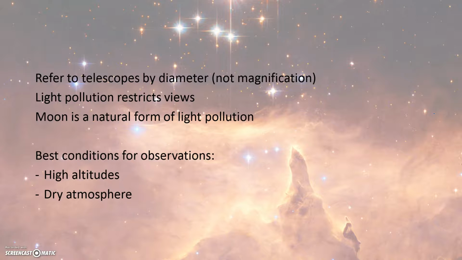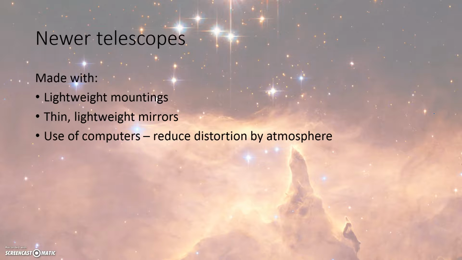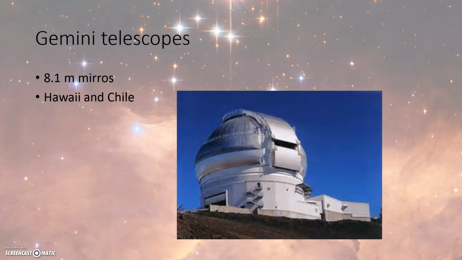The best conditions for observing things are going to be at high altitudes, which are really tall mountains above the clouds, and in a dry atmosphere, so that you don't have a lot of gas and things in the air. Newer telescopes nowadays are made with lightweight mountings, thin lightweight mirrors, and they use a computer to reduce the distortion of the atmosphere. The older telescopes were very heavy, they didn't have the computers, and the mirrors and the lenses were extremely heavy.